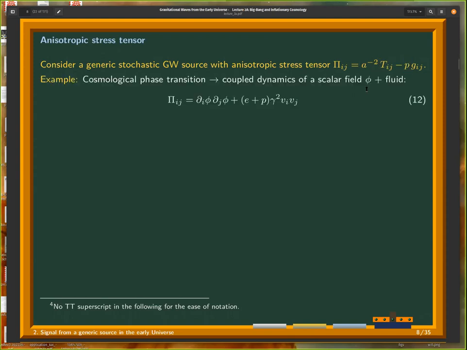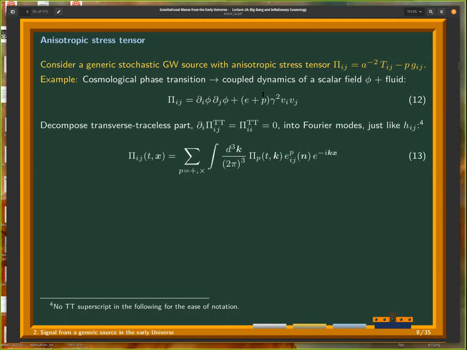One example for such an anisotropic stress tensor would be the one from a cosmological phase transition. We will talk about this after the break today. This describes the coupled dynamics of a scalar field that is responsible for this phase transition and the fluid, the hot plasma in which the phase transition takes place. Then the anisotropic stress tensor would take this form, including one piece for the scalar field and one piece describing the velocity and the dynamics in the fluid. But this is just an example, and we'll come back to this later.